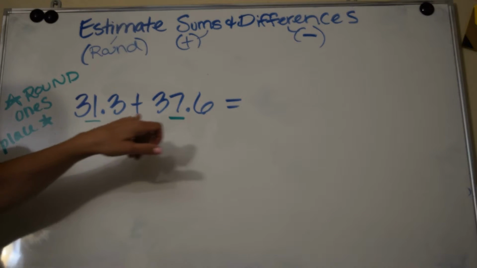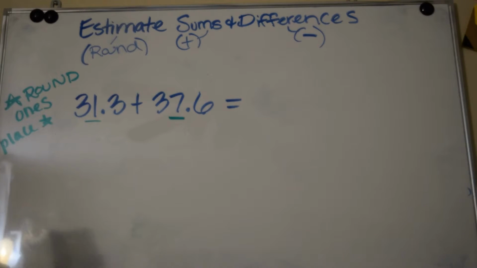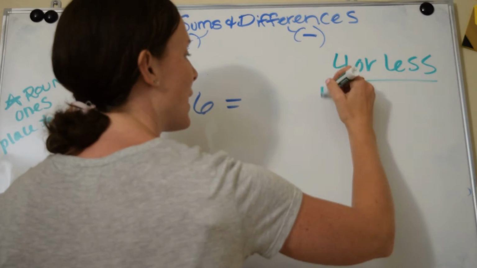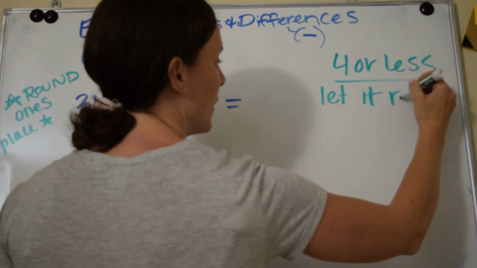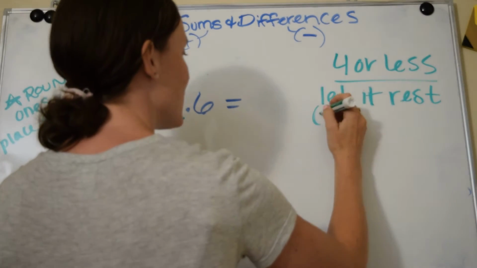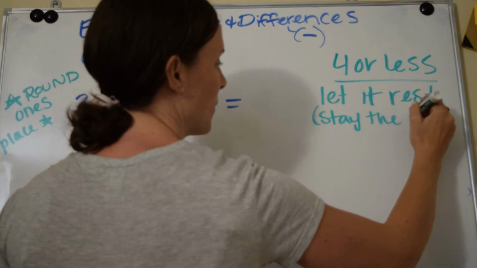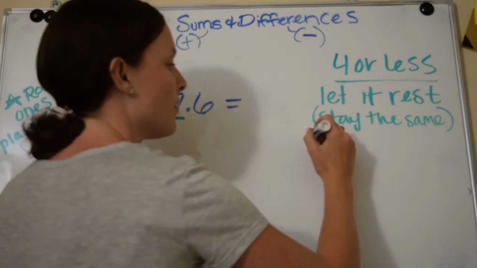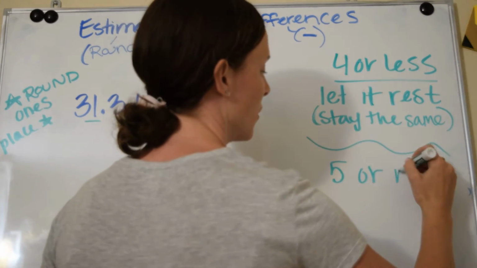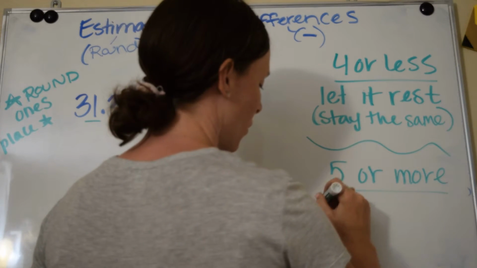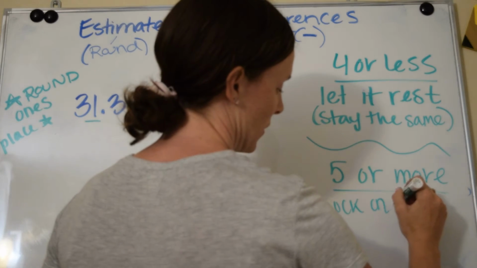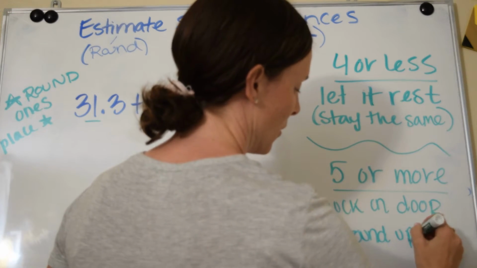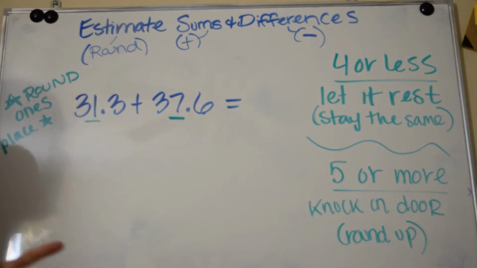So I underlined what's in the ones place, and then we're going to follow our rules. So remember, if it's 4 or less, let it rest. And essentially what that means is to stay the same. The number that's in the ones place stays the same. And then if it's 5 or more, we knock on the door. And essentially that means we round up by one, okay? We round up a number.